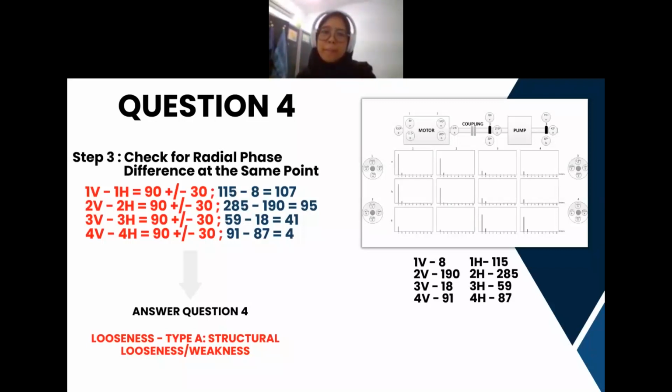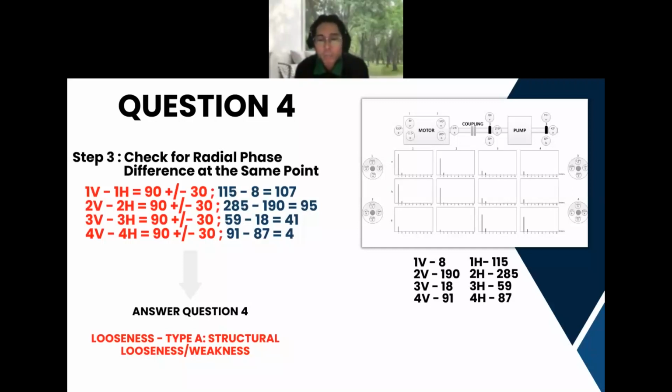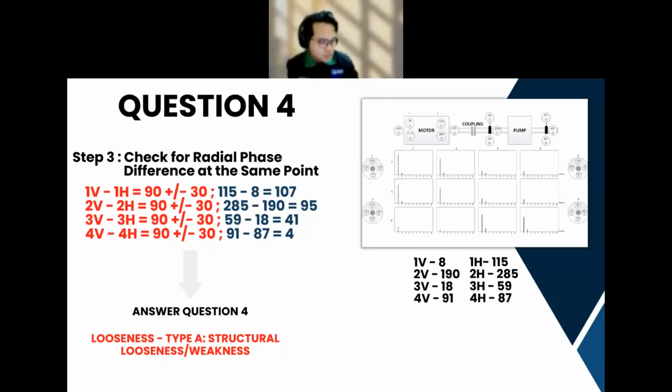It is clear for me. For my understanding, it is about the location of the looseness, on the motor and the foundation. So that's why you chose structural looseness. Yeah, structural. So all of us agree, right? The answer will be looseness type A. Yes, we agree.